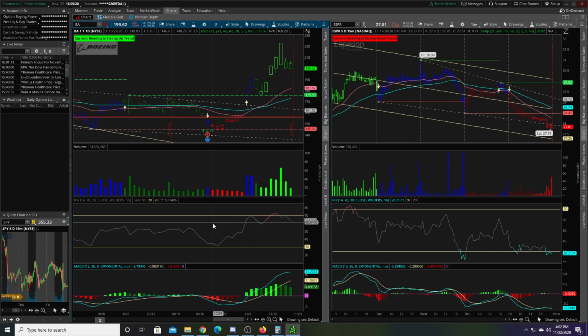Maybe even right here. If you look, our RSI is indicating oversold. It is at 30 or near 30. That's a perfect entry right there. And this is all based on the daily time frame.